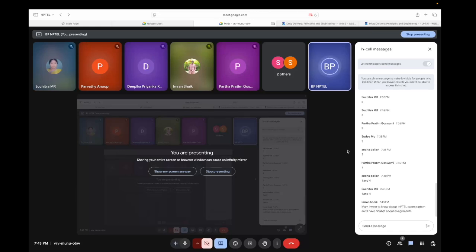NPTEL exam pattern would be similar to this only. It will be mostly MCQ type questions or numericals where you have to enter a particular value, similar to your assignment questions. And what doubts do you have regarding the assignments?